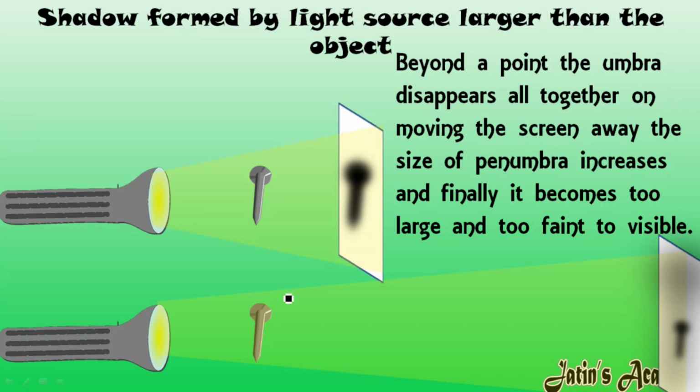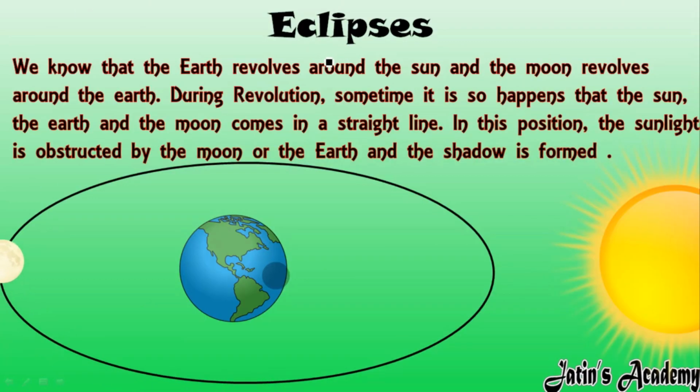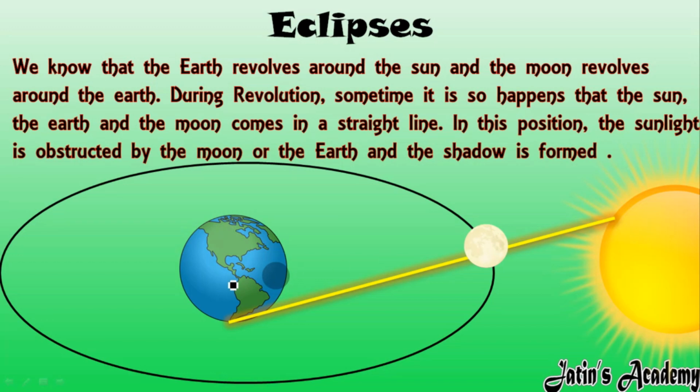So the third application of rectilinear propagation of light is eclipses. What do you mean by eclipses? See carefully. As we know, the earth is always rotating and revolving around the sun, and the moon is always revolving around the earth. And there is one phase when the sun, moon and earth come in a straight line. Whenever the earth, sun and moon come in a straight line, either the moon casts a shadow on the earth or sometimes the earth casts a shadow on the moon.